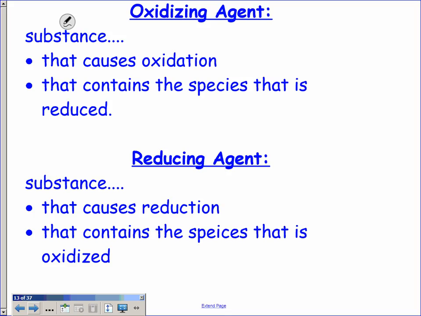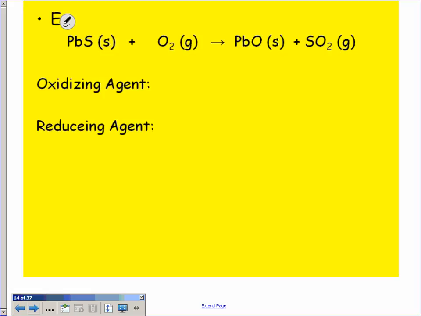So, we just did that. Okay. So go ahead and write out the half reactions for this one. I want you to decide if you can tell me first off who is changing. We have how many different elements involved?